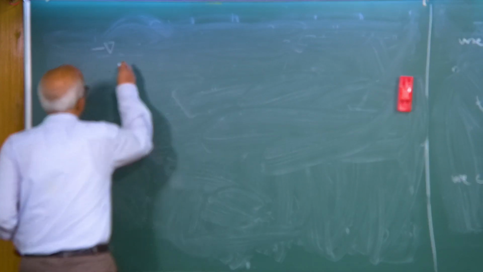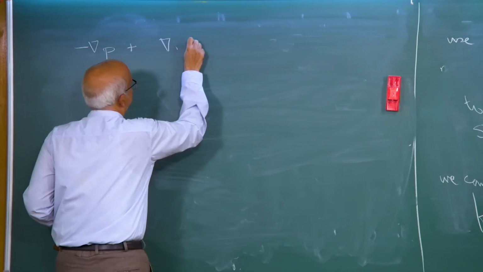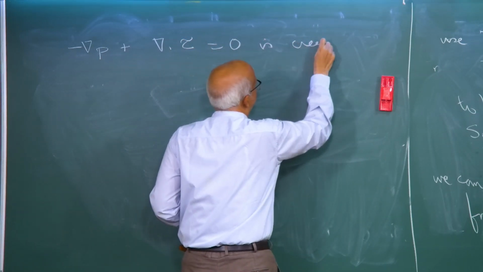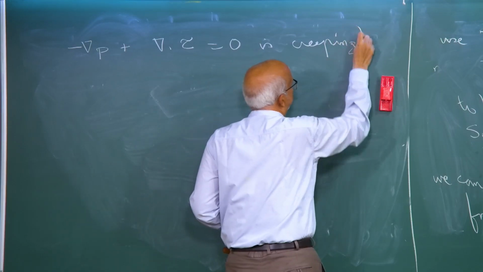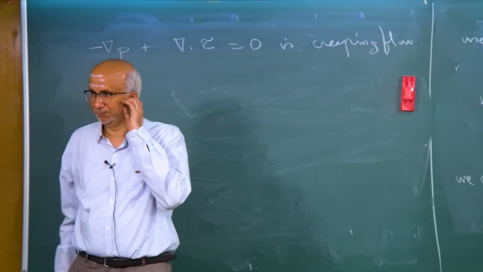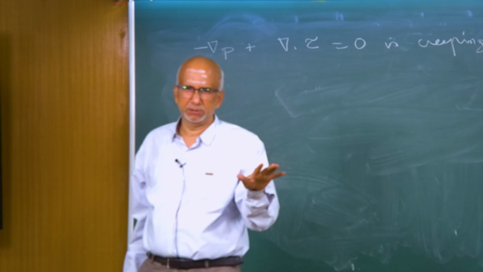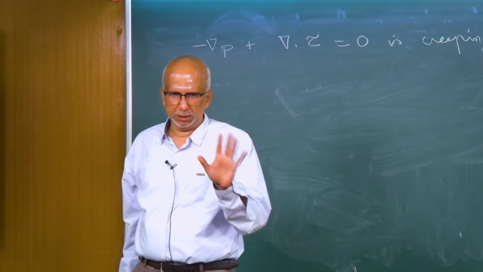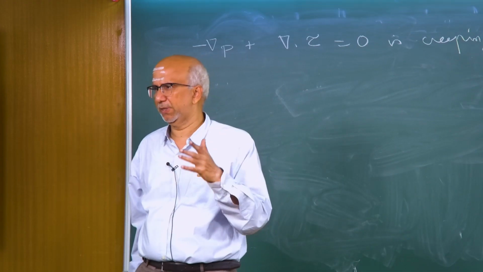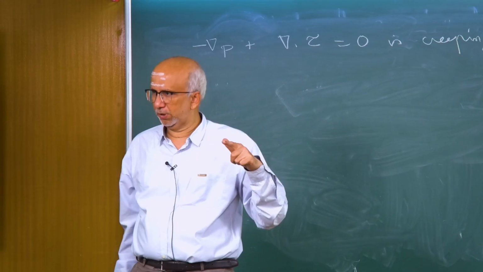Minus gradient of P plus divergence of tau equals 0. This is the creeping flow equation, okay. Tau, remember we are talking Newtonian fluids, keep life simple. Tau is going to be found in terms of gradient of V, mu times grad V plus grad V transpose. You know V, you can now calculate what it is, okay.